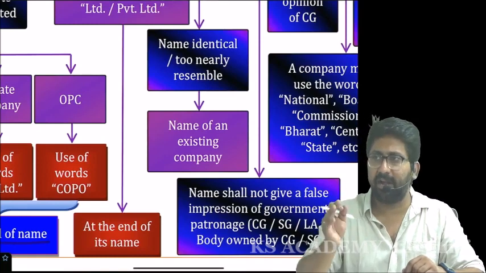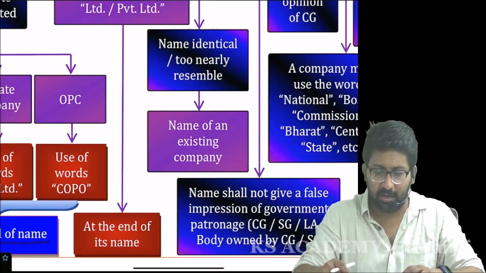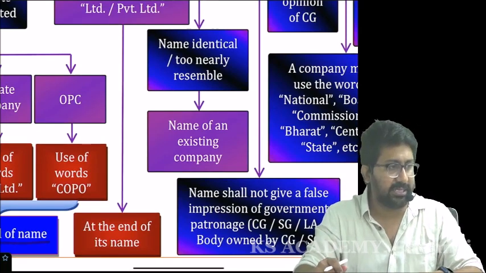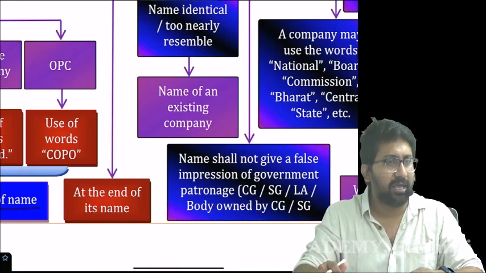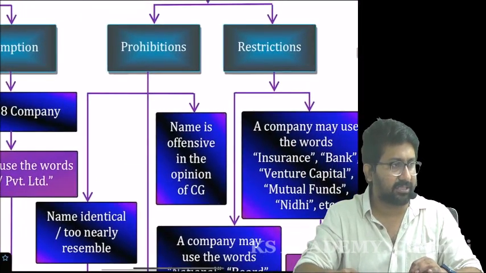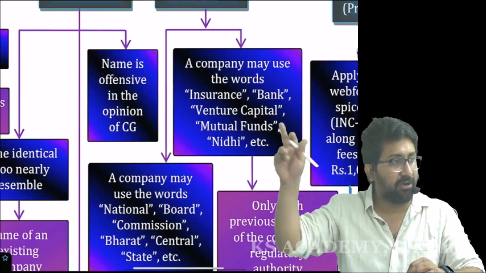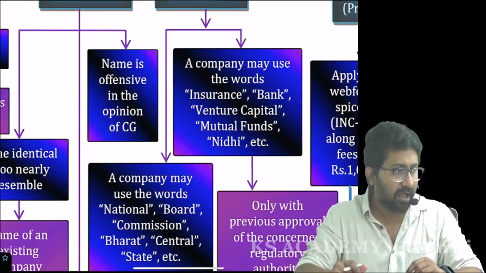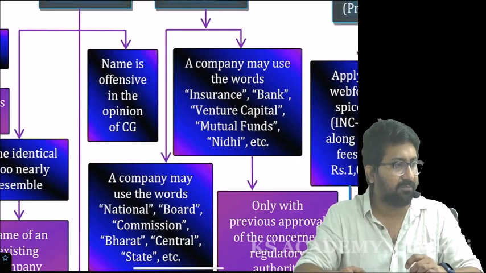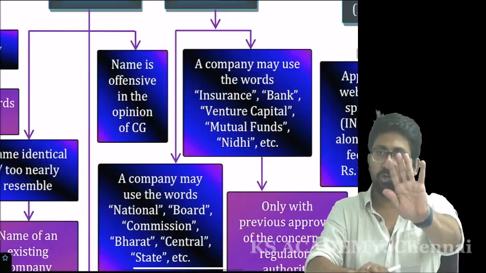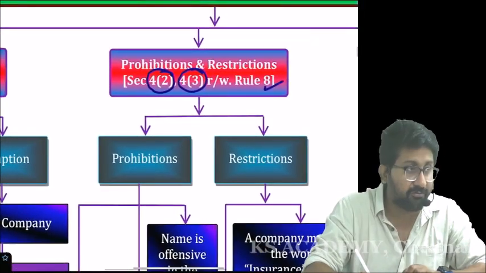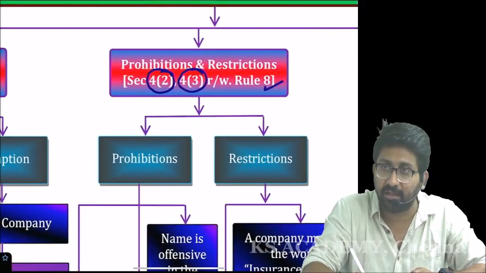What is prohibited? Name identical or too nearly resembling the name of what? An existing company. Next. Prohibition, the third one, you read directly. Name is offensive in the opinion of the central government. Stop there.